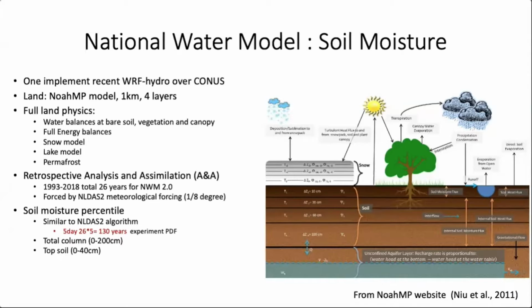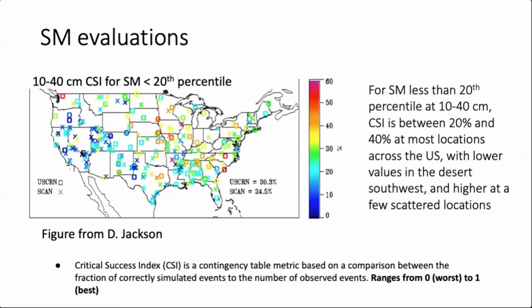We analyze the total column of the top 2 meter soil moisture and also the top soil, the top 40 centimeter soil moisture. This slide shows the soil moisture evaluation against the in situ observation soil moisture from the SCAN network and the USCRN network.